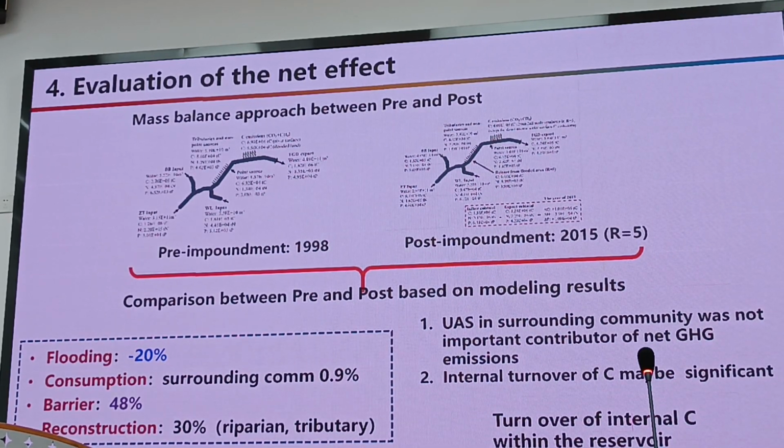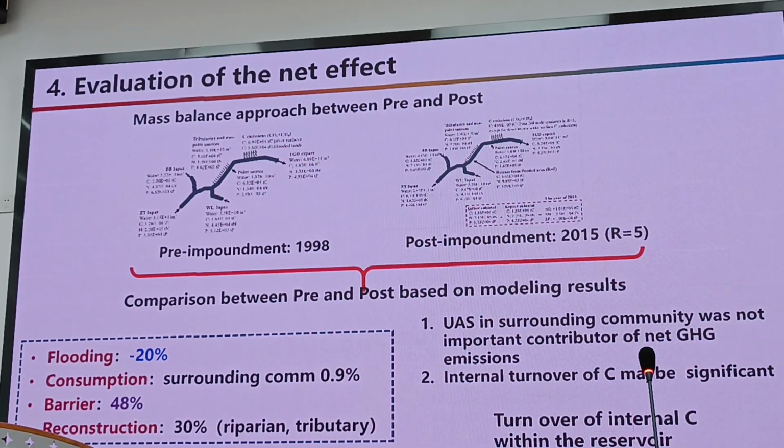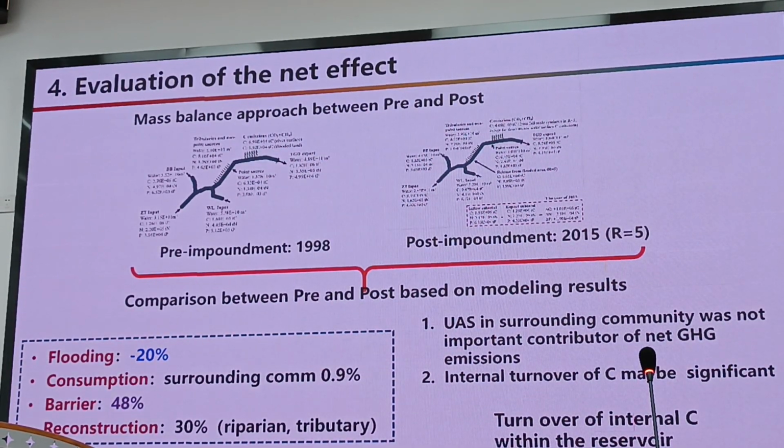But the barrier effect, what does it mean by barrier effect? It means that it stops all the upstream organic carbon that comes into the reservoir and settles down. This is the barrier effect, around 50%. And the reconstruction effect is around 30%.